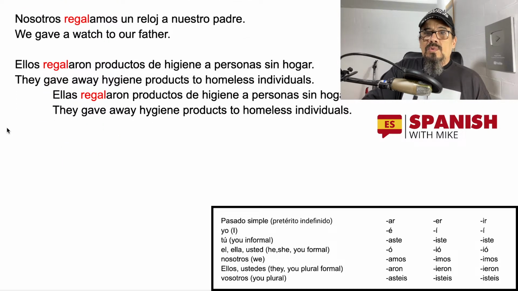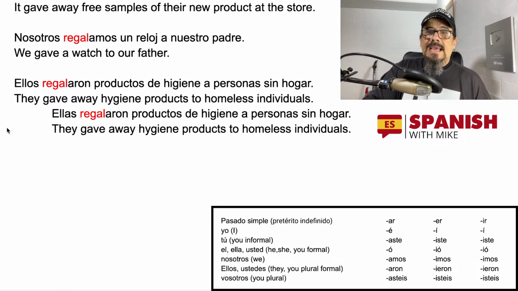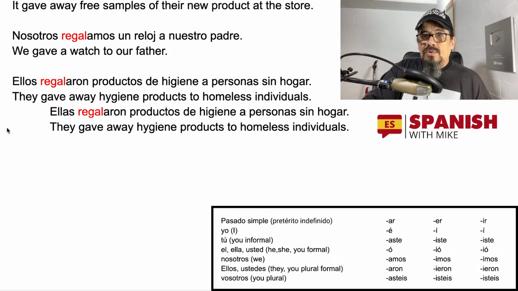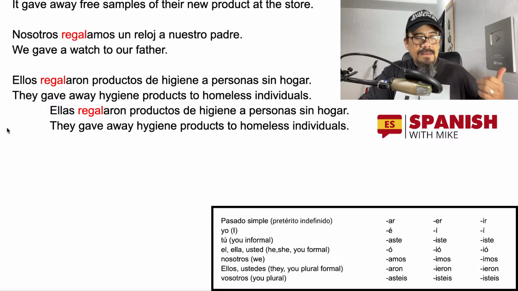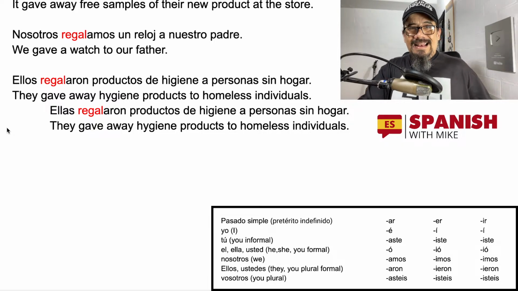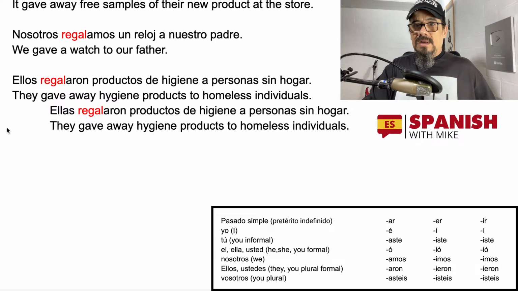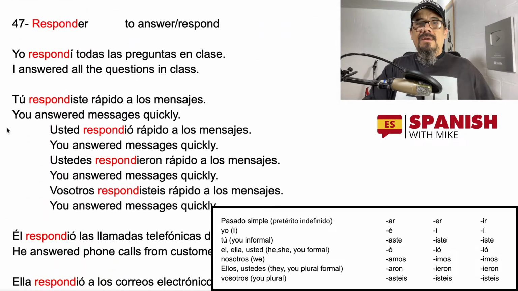Nosotros regalamos un reloj a nuestro padre. We gave a watch to our father. And ellos regalaron productos de higiene a personas sin hogar. They gave away hygiene products to homeless individuals. Male. Ellas regalaron productos de higiene a personas sin hogar. Female. Verb number 47. Responder.